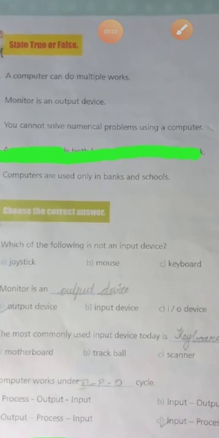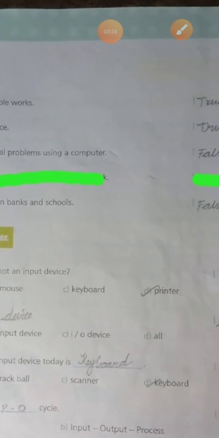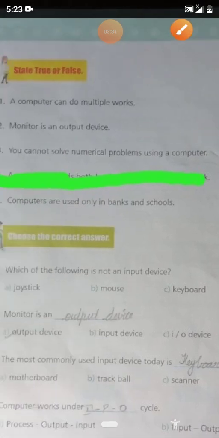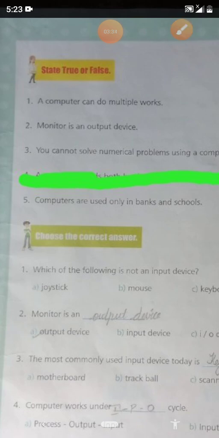Okay, so true or false? First one, a computer can do multiple works. So computer can do multiple works. It can do not only one thing, it can do multiple, means many. Okay, many things like watching movies, playing games, many things. So it is true. Okay, second one is monitor is an output device. So monitor is an output device. Yes, it shows a result to us. So it is an output device. So it is true.